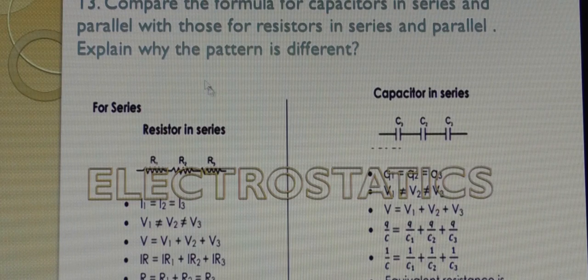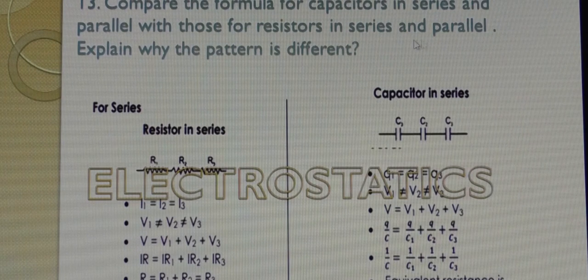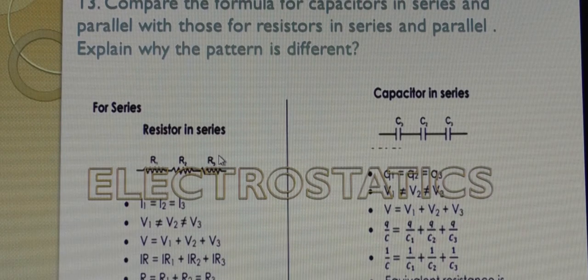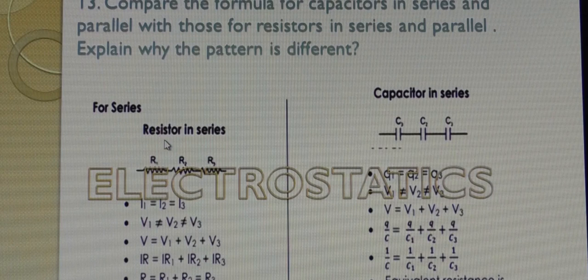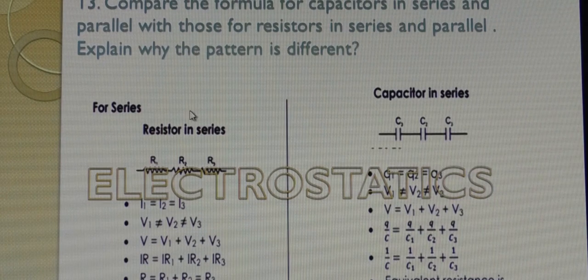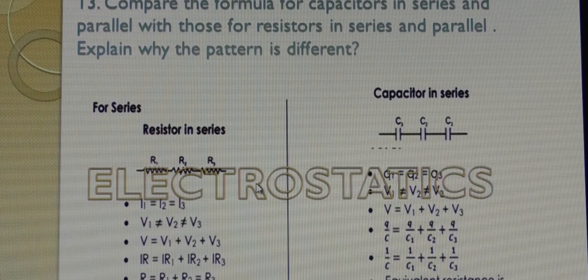All right, now we come to question number 13. Compare the formula for capacitors in series and parallel with those for resistors in series and parallel. Explain why the pattern is different. We notice what happens in the combination of resistors in series and parallel, and in the combination of capacitors in series and parallel. We are going to discuss it mathematically.